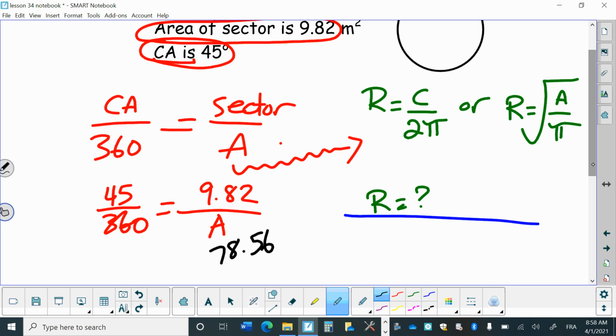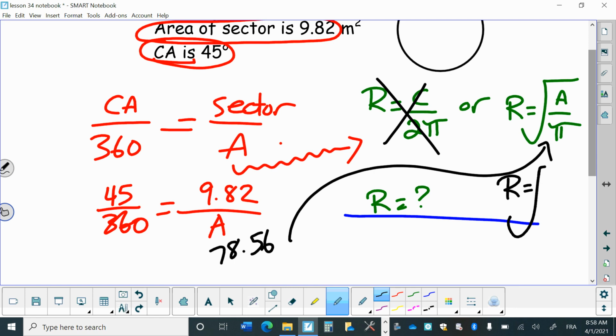So my A, my area, therefore I know I'm not using this radius formula, but I'm using this radius formula. So you're going to rewrite that with the 78.56 in there divided by pi. Now, careful calculator here, guys. Remember previous lesson how we have to solve that properly, so go plug that in. Square root of 78.56 divided by pi. Do that properly on your calculator, and you will get radius is equal to 5, rounded properly.